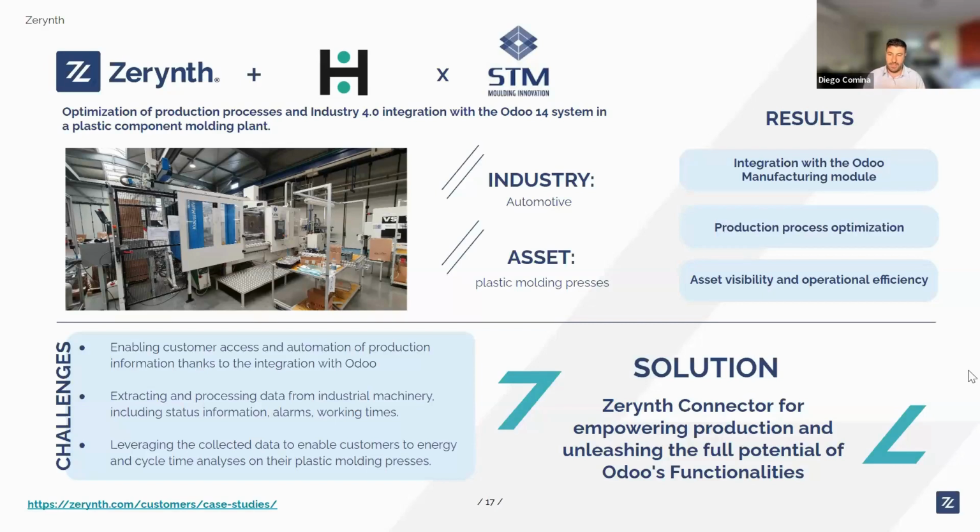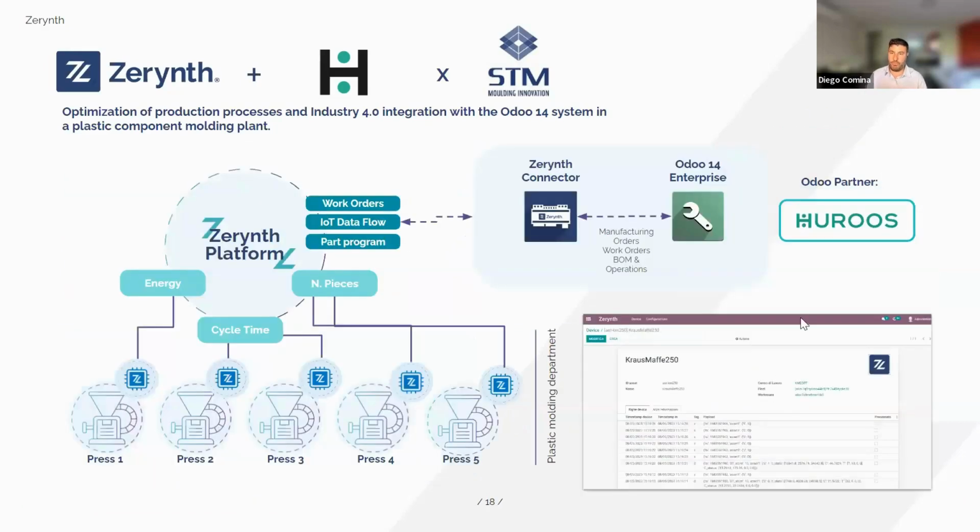If we move to the next slide, the architecture that we put in place is exactly what we were describing before. We start from the asset, and we collect information around energy, cycle time, and number of pieces produced through the Zerynth platform. Through the connector that I was showing before, this information flows into the Odoo module, where there is the reporting of the different pieces produced, good pieces, bad pieces, but also information like energy. So we are really completing the flow from the single asset into the ERP system that is implemented.